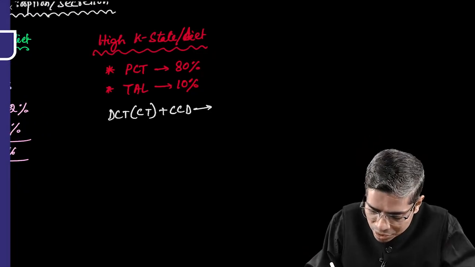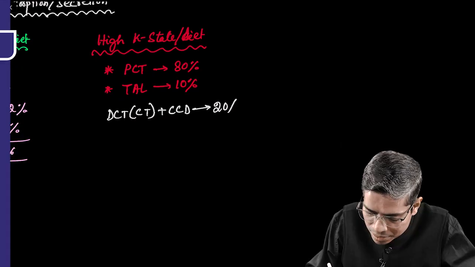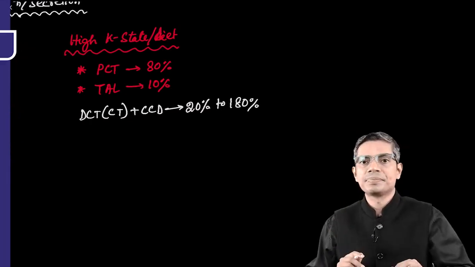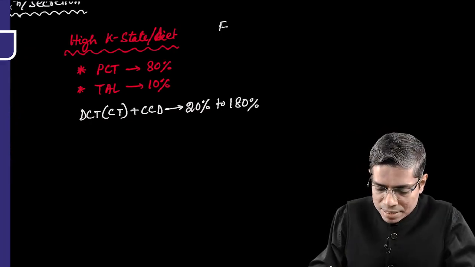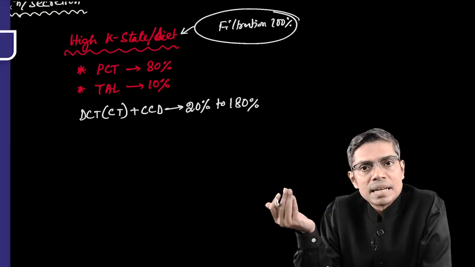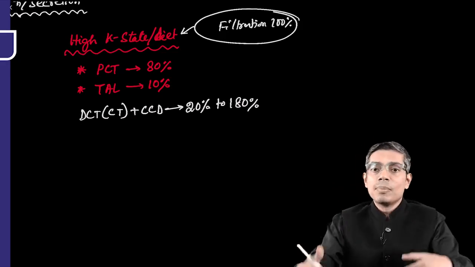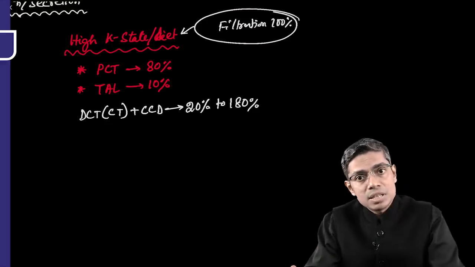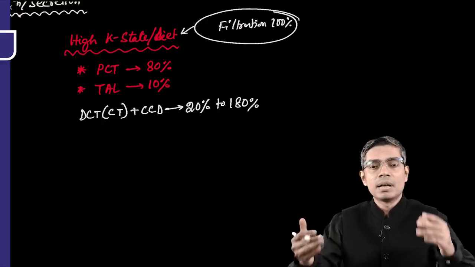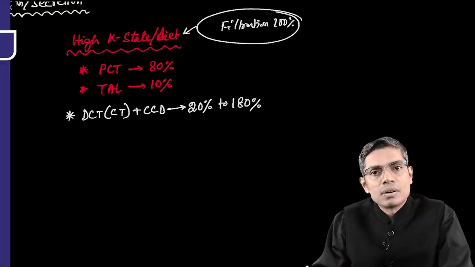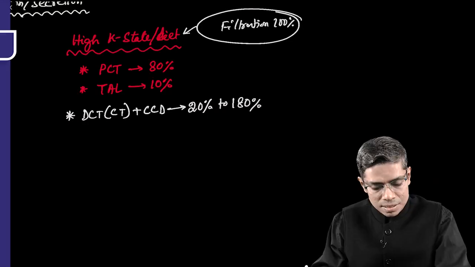How much percentage of secretion is possible? 20% to 180%. Oh my god, getting my point? Suppose the filtration amount of potassium we are taking as 100%. So whatever filtration of potassium is occurring in a patient of high potassium state or high potassium diet, secretion of potassium may be more than that also. That is 20 to 180%. So secretion can increase to a very high level. And which part of the nephron is going to secrete potassium? That is the DCT and cortical collecting duct, the later part of the DCT.